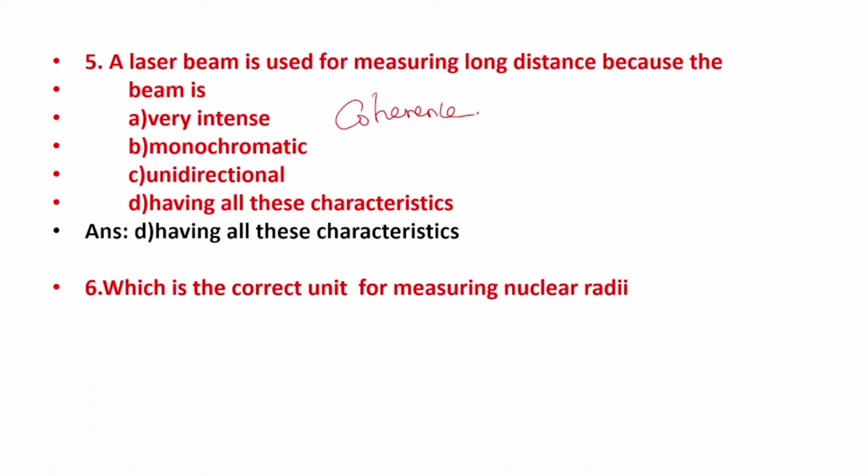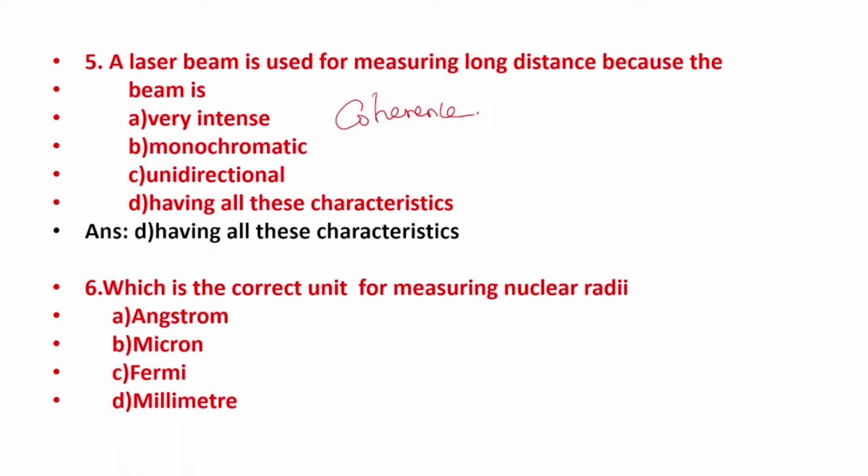Which is the correct unit for measuring nuclear radii? Angstrom, micron, Fermi, millimeter. Fermi is correct. 1 Fermi is equal to 10 power minus 15 meter. Angstrom, 10 power minus 10 meter. Micron, 10 power minus 6 meter. Millimeter, 10 power minus 3 meter. So Fermi is the correct answer.